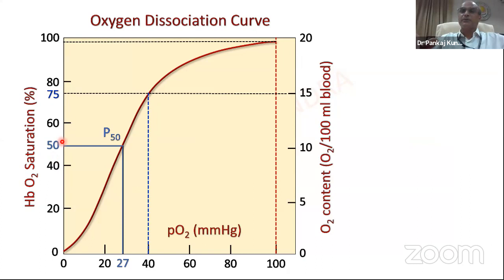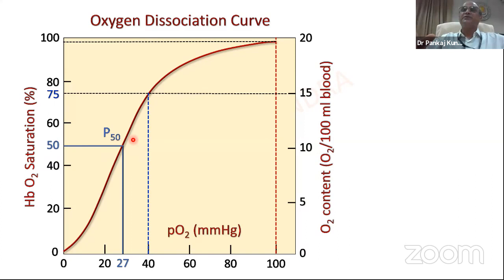Why P50? Because it is the middle of the curve, and any shift which happens to the left or to the right, the maximum point of change would occur at this point. That is why we normally take it as P50.